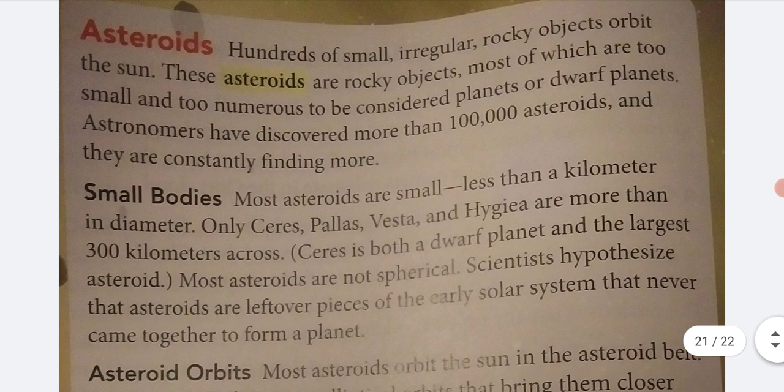Asteroids. Hundreds of small, irregular, rocky objects orbit the Sun. These asteroids are rocky objects, most of which are too small and too numerous to be considered planets or dwarf planets. Astronomers have discovered more than 100,000 asteroids, and they are constantly finding more.